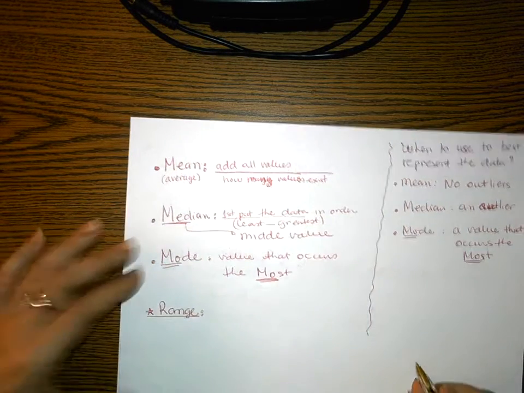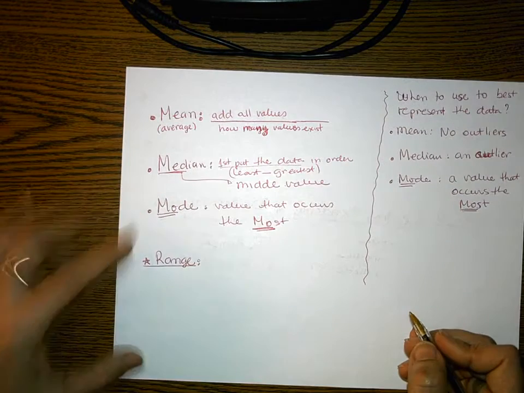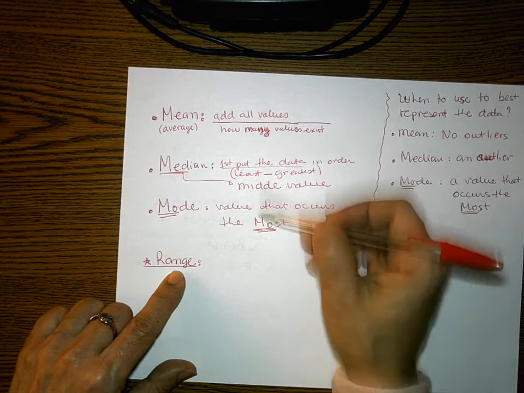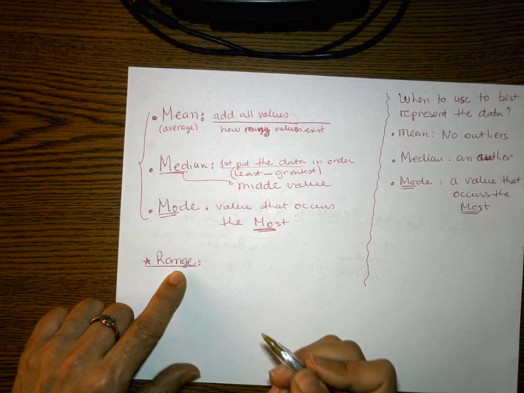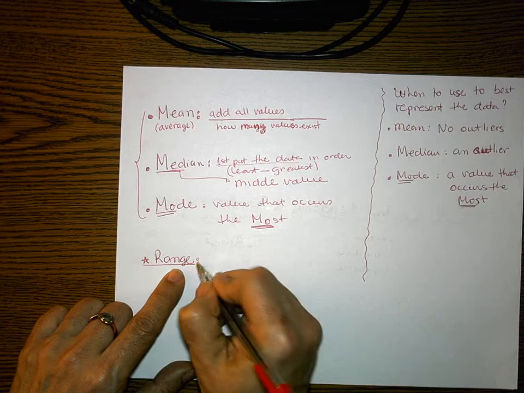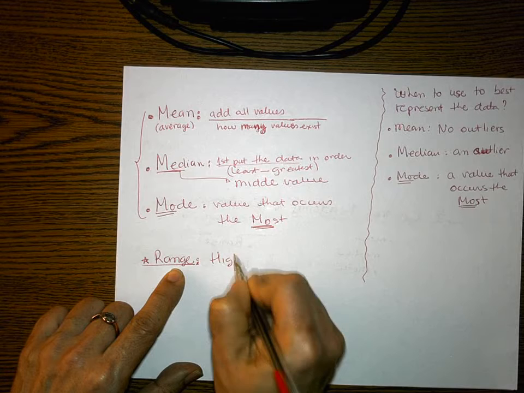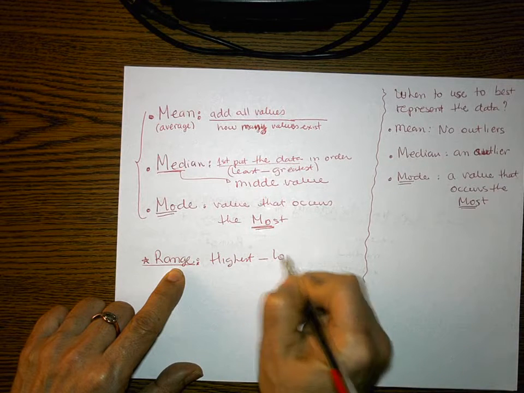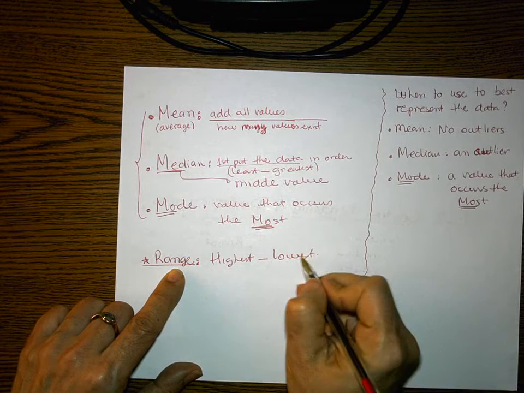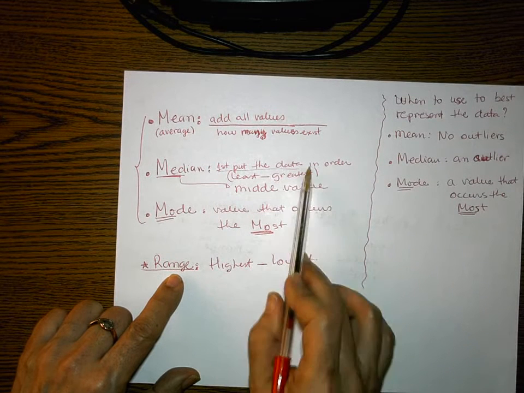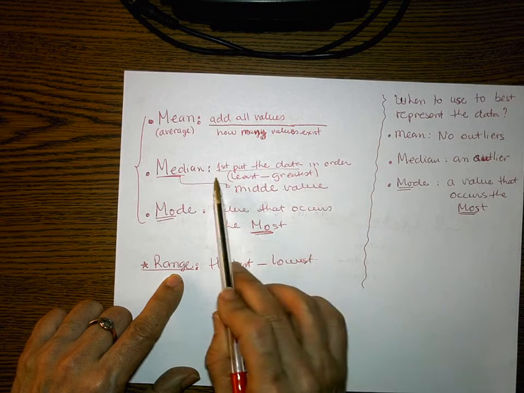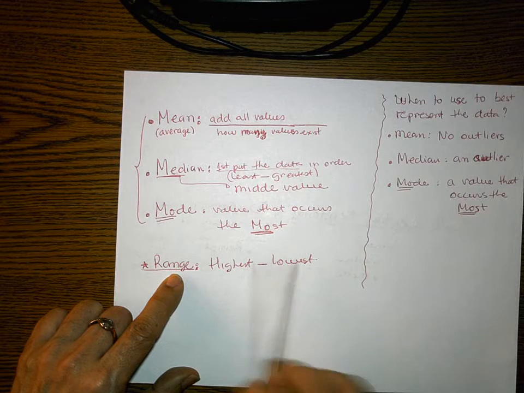This is what we did before. The range, it is really easy to find the range if you already found the measure of central tendency. These are the measures of central tendency, and this is the measure of dispersion. All I have to do is find the highest value and subtract the lowest value, and I will know what the range is. So if you have them in order, it's easy to tell which one was the smallest and which one was the largest, and you can just subtract and find the range.